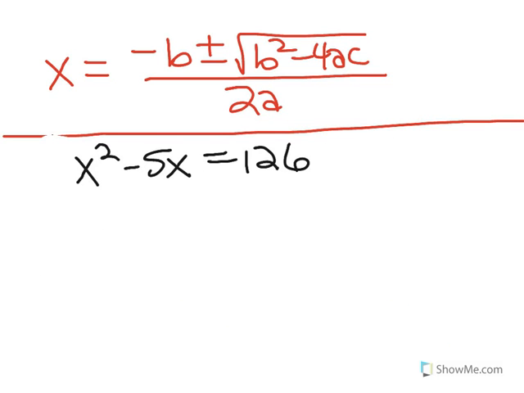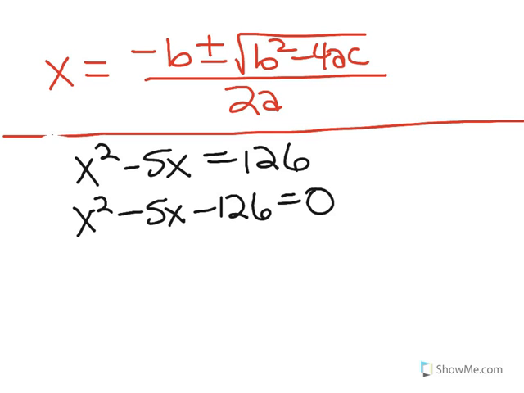Now let's solve x squared minus 5x equals 126. This equation is not in standard form. We need to subtract 126 from both sides. So we have x squared minus 5x minus 126 equals 0. Now we can find our numbers.